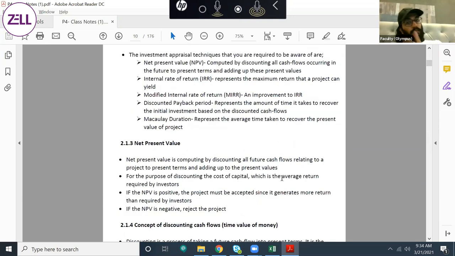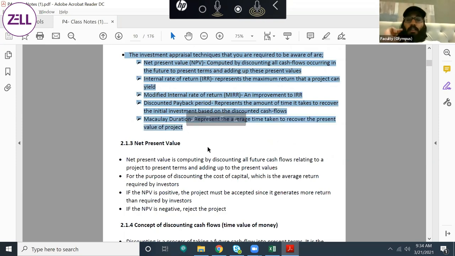So guys, these are a few of the investment appraisal methods. Don't worry, we'll be going into detail on each of them. The first one is known as NPV. Then we have IRR, MIRR, discounted payback, Macaulay duration and everything. We will be going into each of them in detail one by one as we move forward.